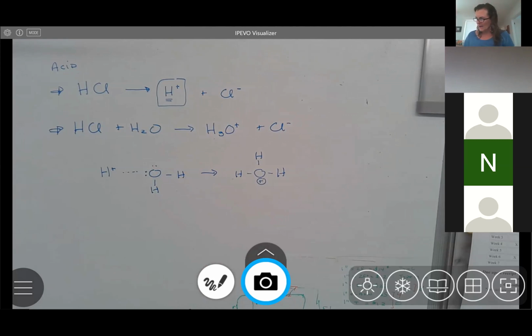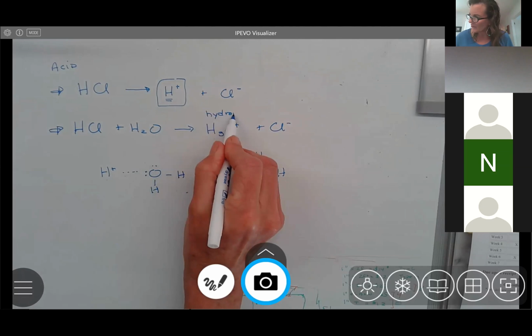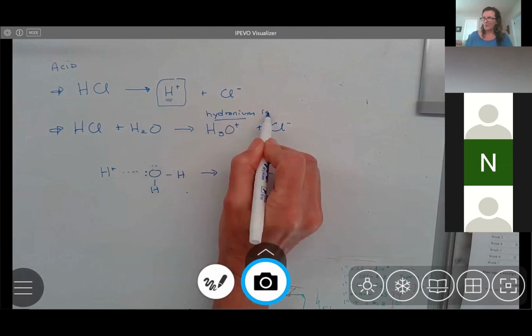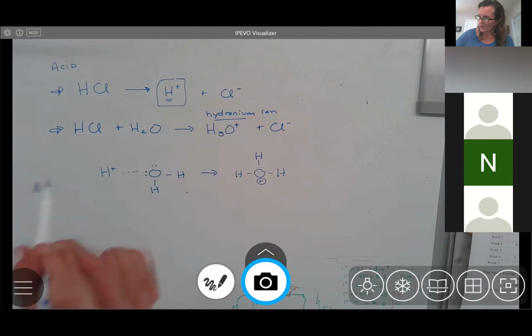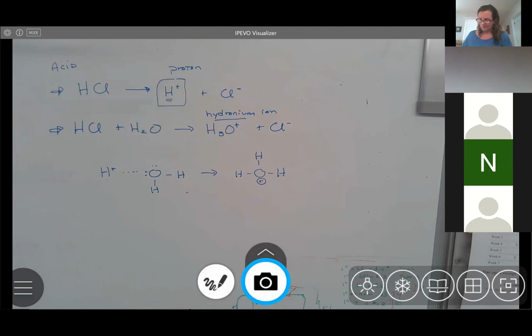Okay, so those are acids. The name of this is hydronium. This is a hydronium ion. And remember, H plus is also called a proton. Now that is the Arrhenius acid.